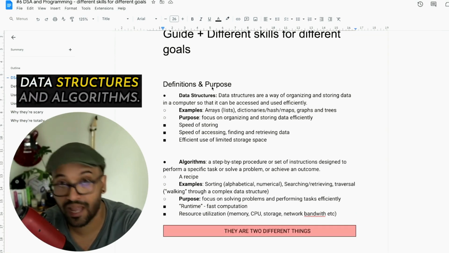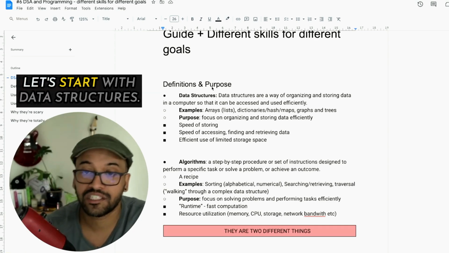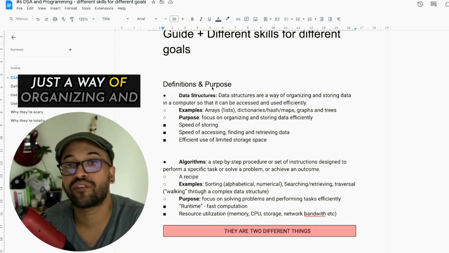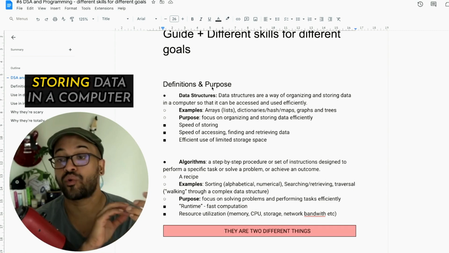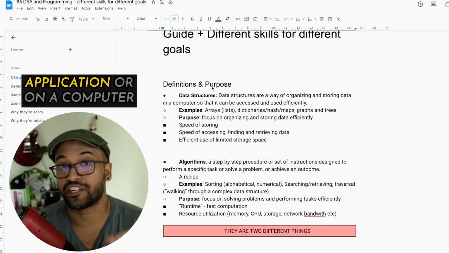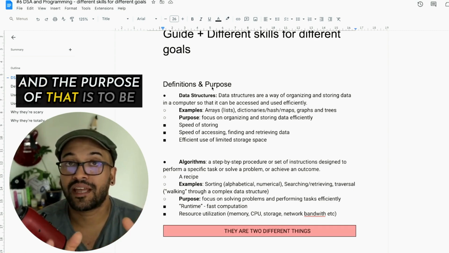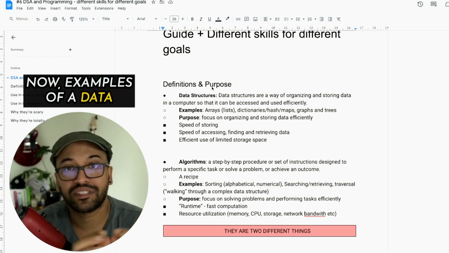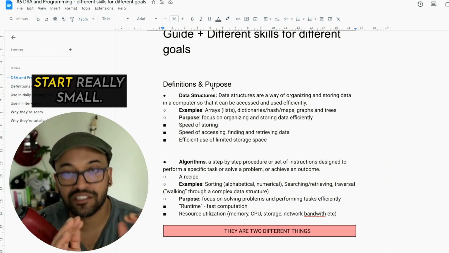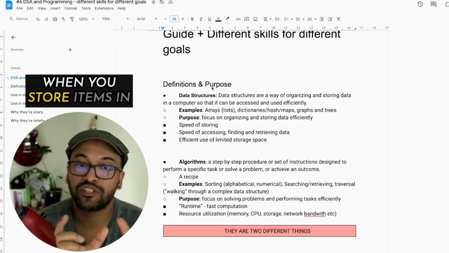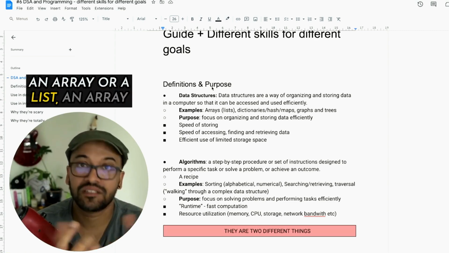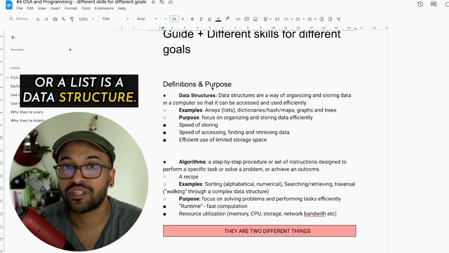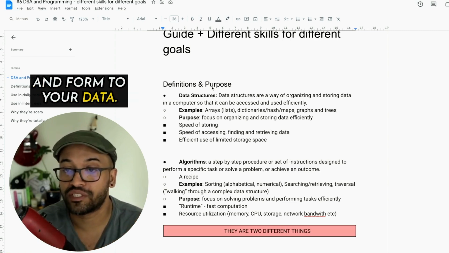Data structures and algorithms. Okay, let's start with data structures. So data structures are just a way of organizing and storing data in a computer application or on a computer system. And the purpose of that is to be able to access it and use the data efficiently. Now, examples of a data structure, don't think of it as anything fancy. Start really small. When you store items in an array or a list, an array or a list is a data structure. It's a way to give structure and form to your data.